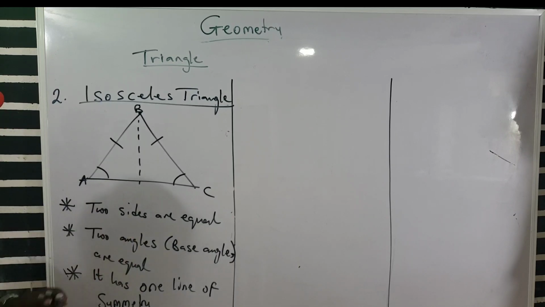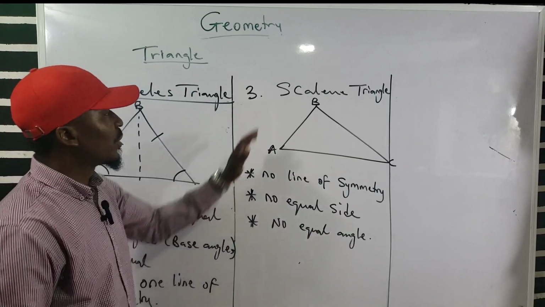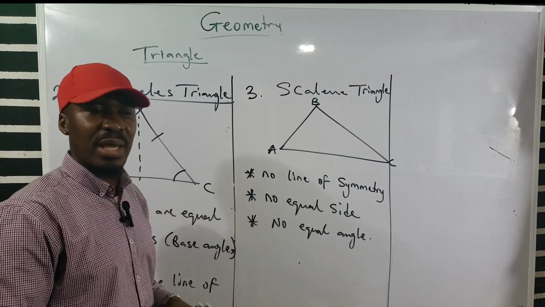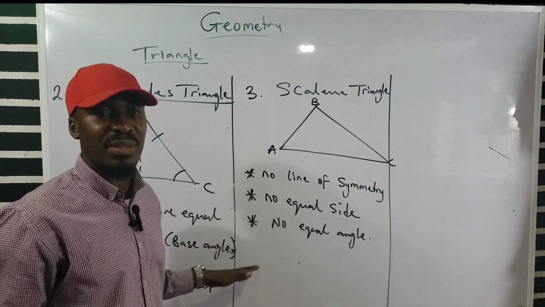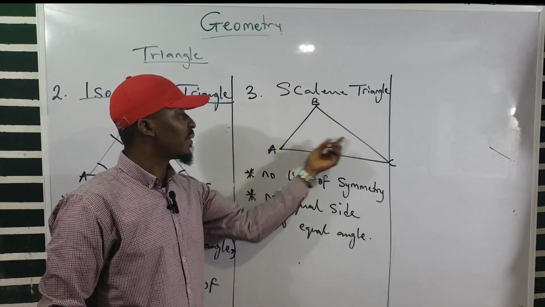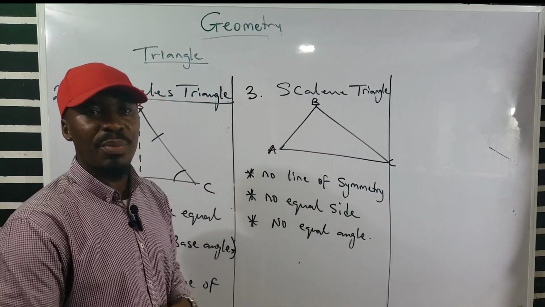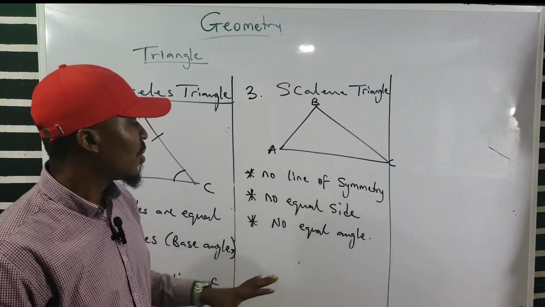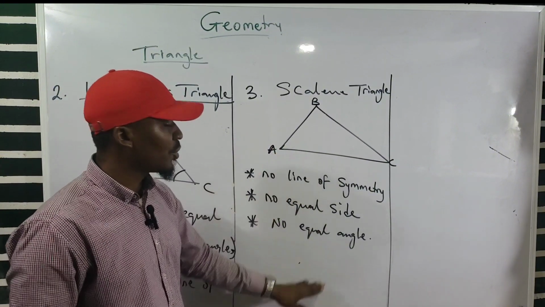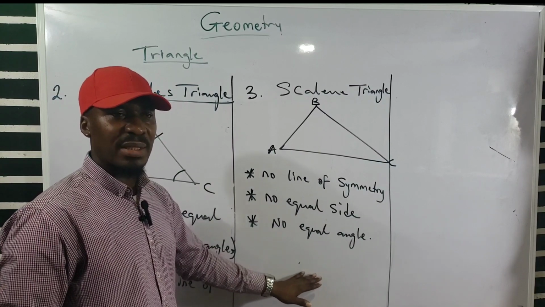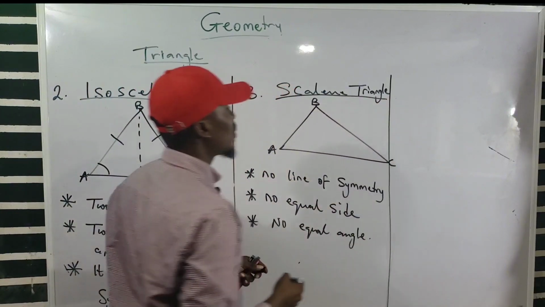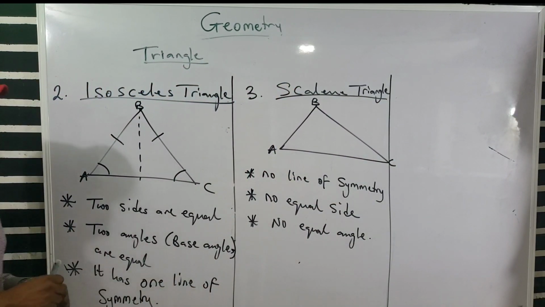Let us look at the last type of triangle, which is called a scalene triangle. How do you identify a scalene triangle? A scalene triangle does not have any line of symmetry. None of the interior angles will be equal, and it will not have any equal sides. So any triangle that has these three properties is called a scalene triangle.